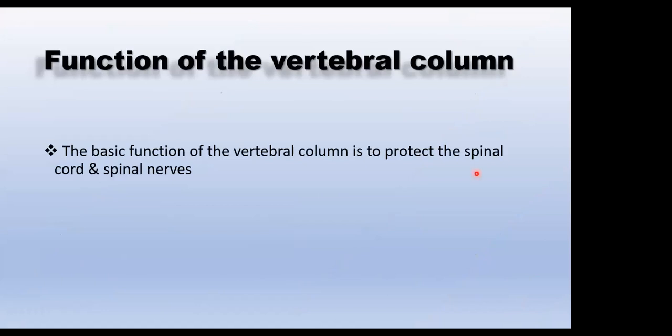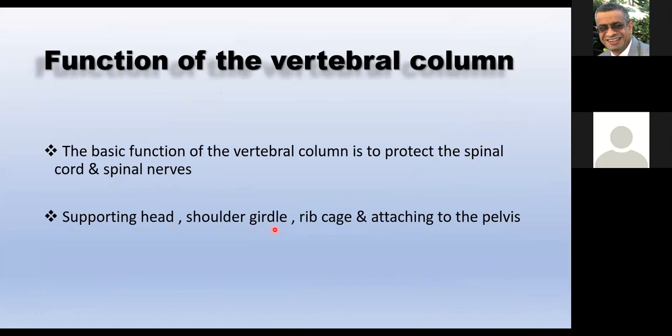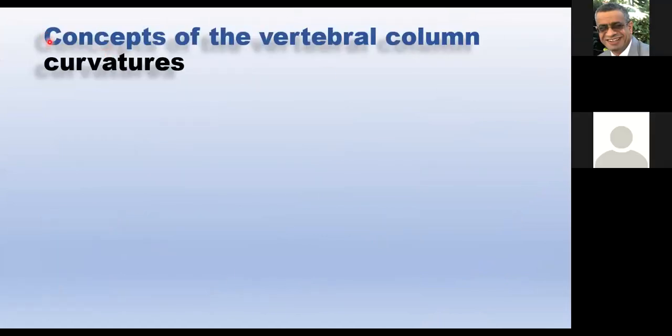Now, the function of the vertebral column. The basic function of the vertebral column is to protect the spinal cord and the spinal nerves. In addition to that, supporting the head and shoulder girdle, rib cage, and attachments.